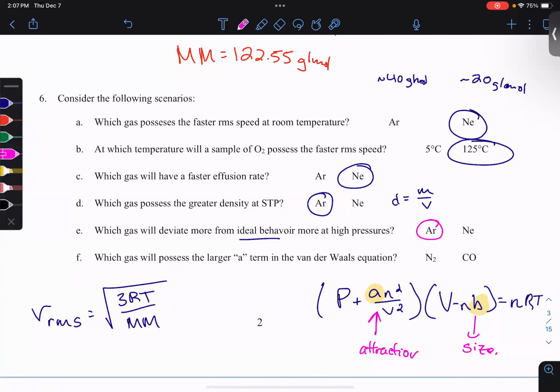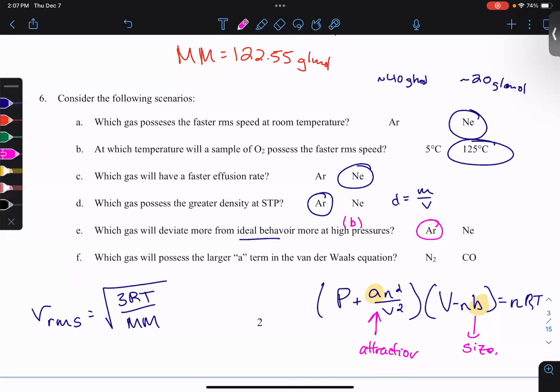So in this case, argon is going to deviate more because it's just a bigger atom. It's heavier. It has more electrons. It's going to take up more space. More electrons, more protons. It has more everything than neon. It takes up more space. Right? So high pressures, I want you to recognize that it's talking about the B term, the size term.